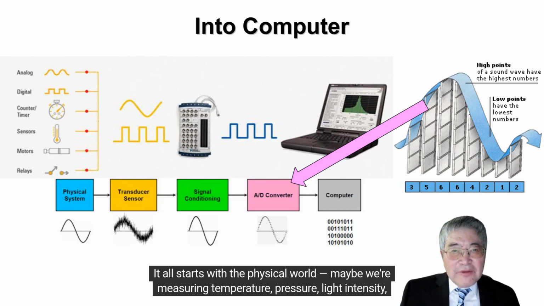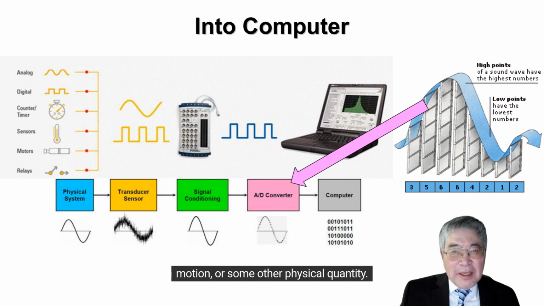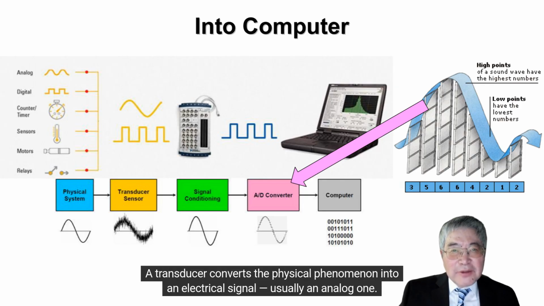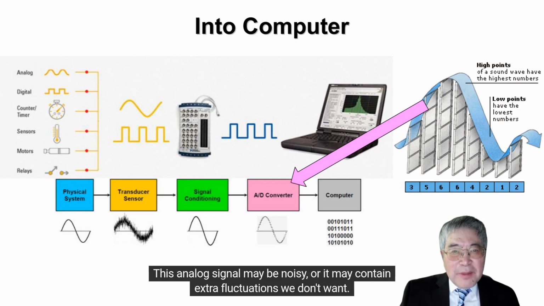It all starts with the physical world. Maybe we're measuring temperature, pressure, light intensity, motion, or some other physical quantity. To capture this, we need a sensor, or more specifically, a transducer. A transducer converts the physical phenomenon into an electrical signal, usually an analog one. This analog signal may be noisy, or it may contain extra fluctuations we don't want.